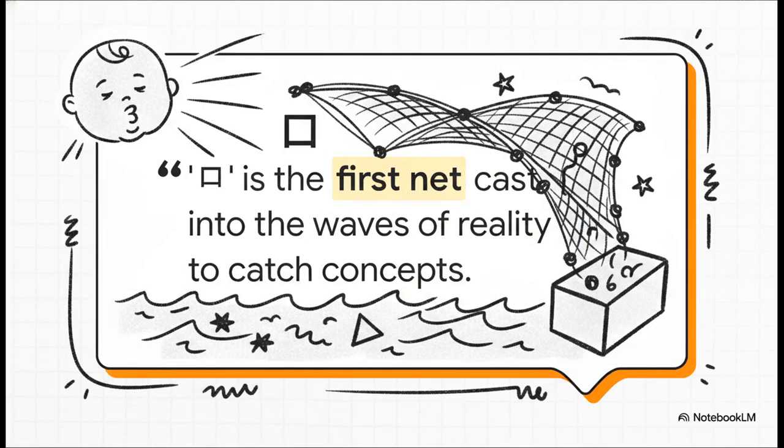Think about a baby for a second. By tightly closing their soft lips to make that M sound, babies first capture the concept of mom. The source material notes that this letter is essentially the first net humans ever cast into the rough waves of reality to catch and own concepts. It brings order to all those chaotic, meaningless signals of the outside world, trapping them in a neat little box so our human brains can actually process them.